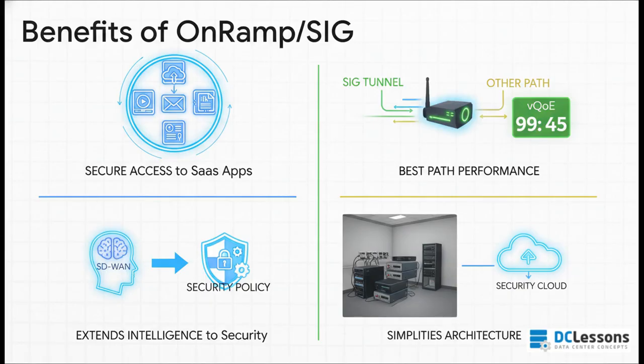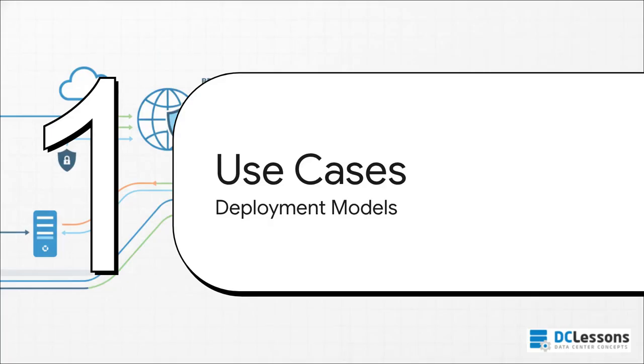You can start pulling out those expensive, complicated security boxes from your branch offices and just let the cloud handle it all. Firewalling, web filtering, malware protection, the whole shebang. Okay, so let's get practical. How does this actually look in the real world? Let's walk through the two main ways you deploy this.